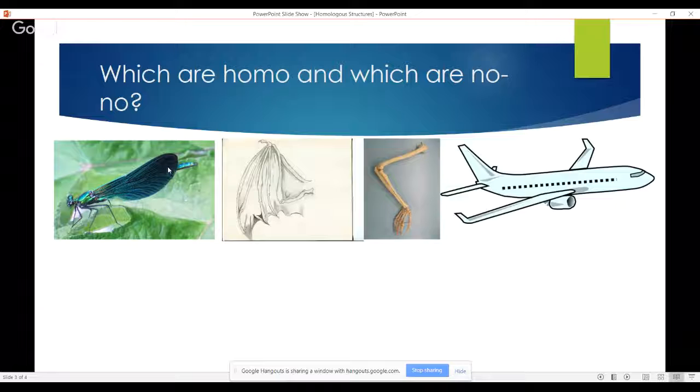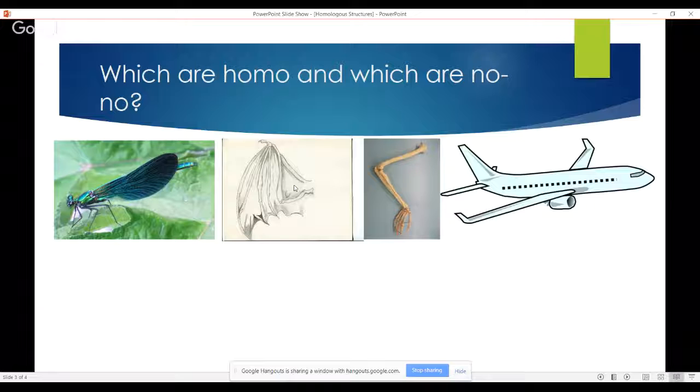So, in this case, the damselfly, its wing helps it to fly just like any other wing, but it doesn't really look very similar to the batwing. It's flat, but that's really the only similarity. There are veins in here. It's made out of chitin, whereas the bat, it's made out of skin stretched across bones. So those two are non-homologous with each other.